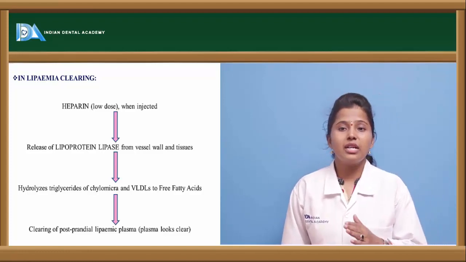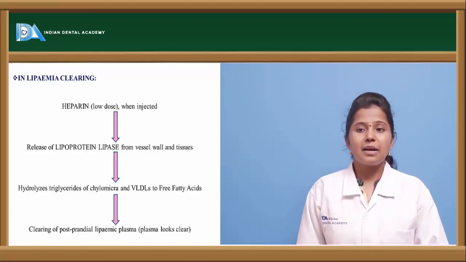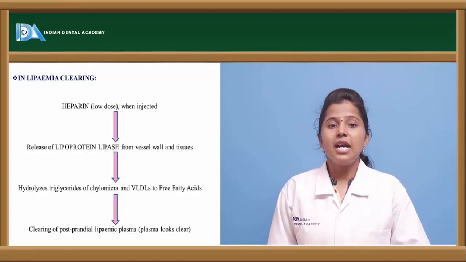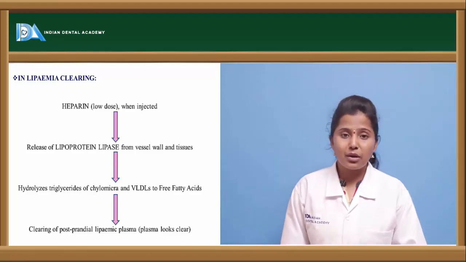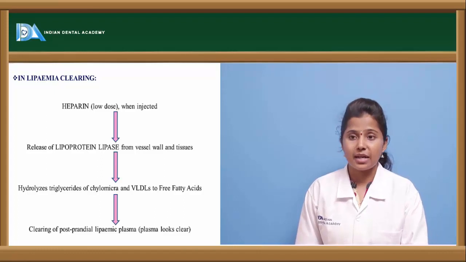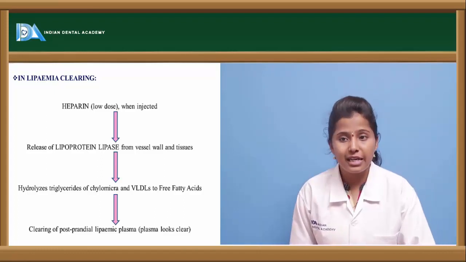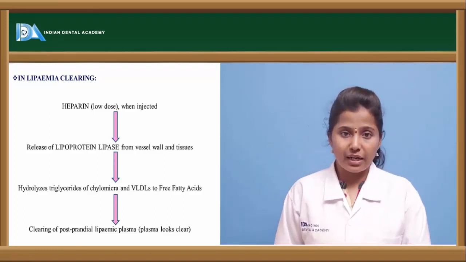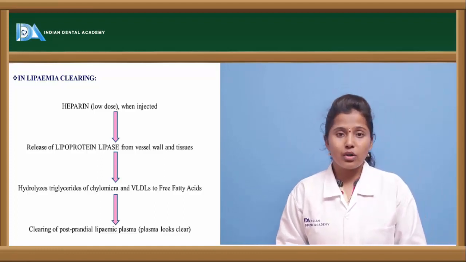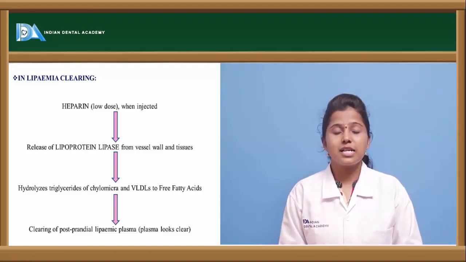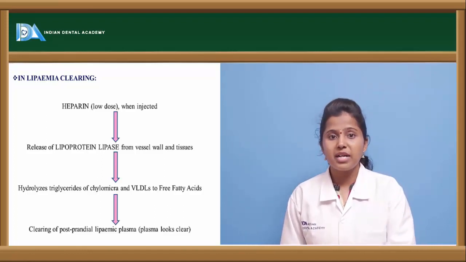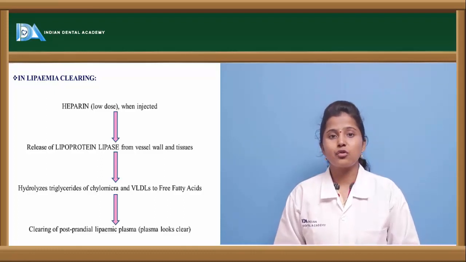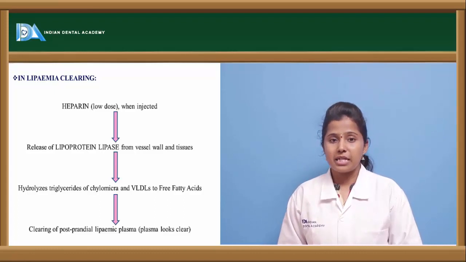So heparin, when given in low dose, releases lipoprotein lipase. Lipoprotein lipase is an enzyme present in the blood vessel walls and tissues. When this enzyme is released, it hydrolyzes the triglycerides of chylomicrons and VLDL, very low density lipoproteins, into free fatty acids. Free fatty acids can then be cleared easily through heparin when it is present in the lipidemic state in the plasma.